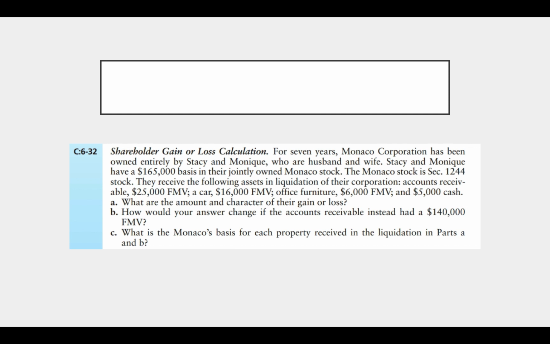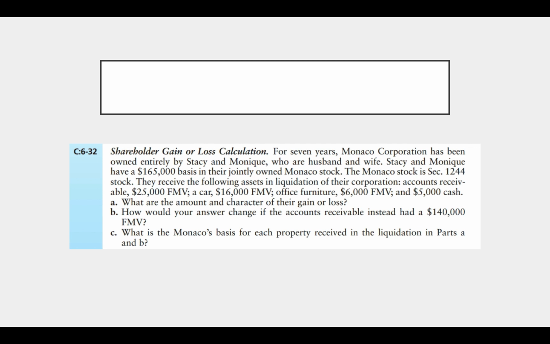Okay, let's look at problem 32. For 7 years, Monaco Corporation has been owned entirely by Stacy and Monique, who are husband and wife. Stacy and Monique have a $165,000 basis in their jointly owned Monaco stock. The Monaco stock is Section 1244 stock. They received the following assets in liquidation of their corporation: accounts receivable of $25,000, a car, office furniture, and $5,000 cash. A, what are the amount and character of their gain or loss?